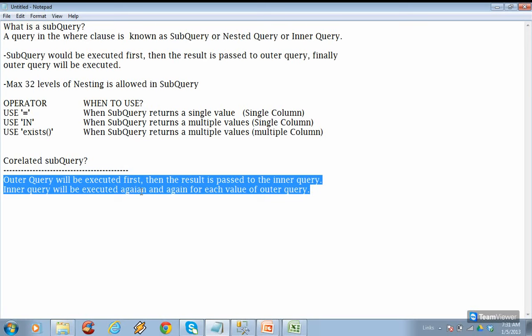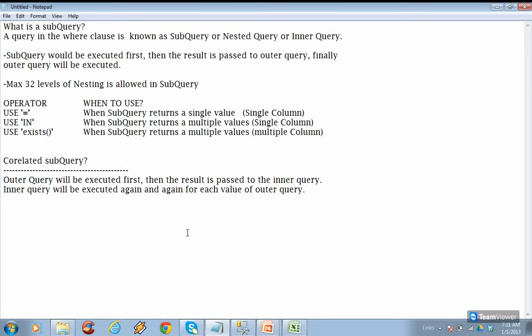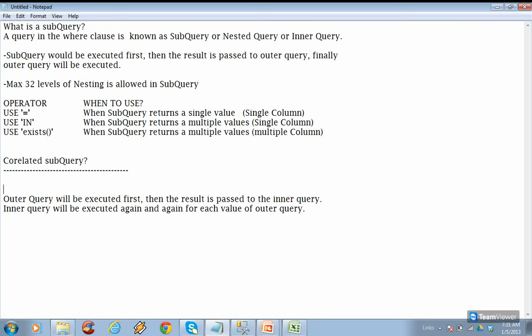Any confusion? Now, correlated subquery. One more point you can write is about a loop in a loop in programming languages. This is a very important point.